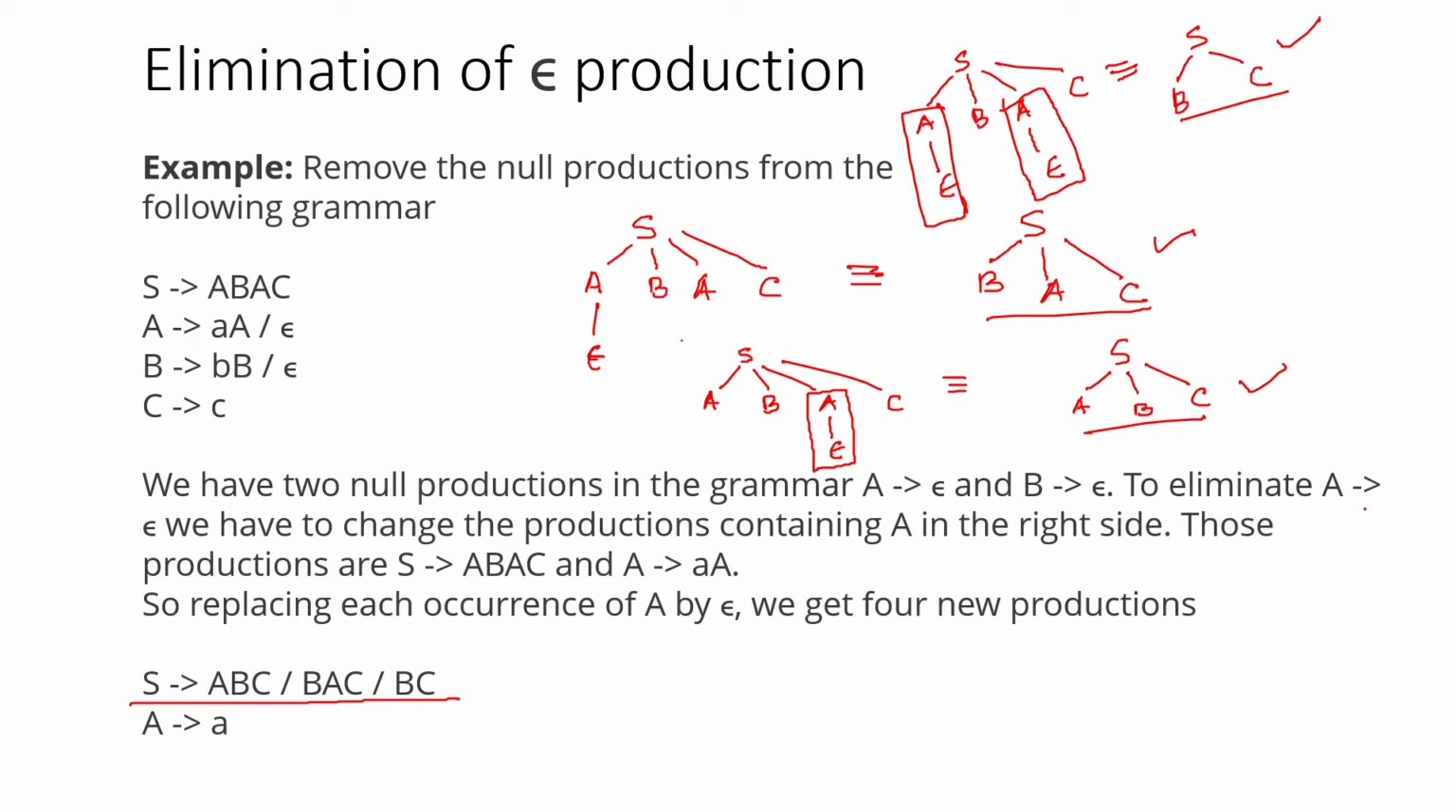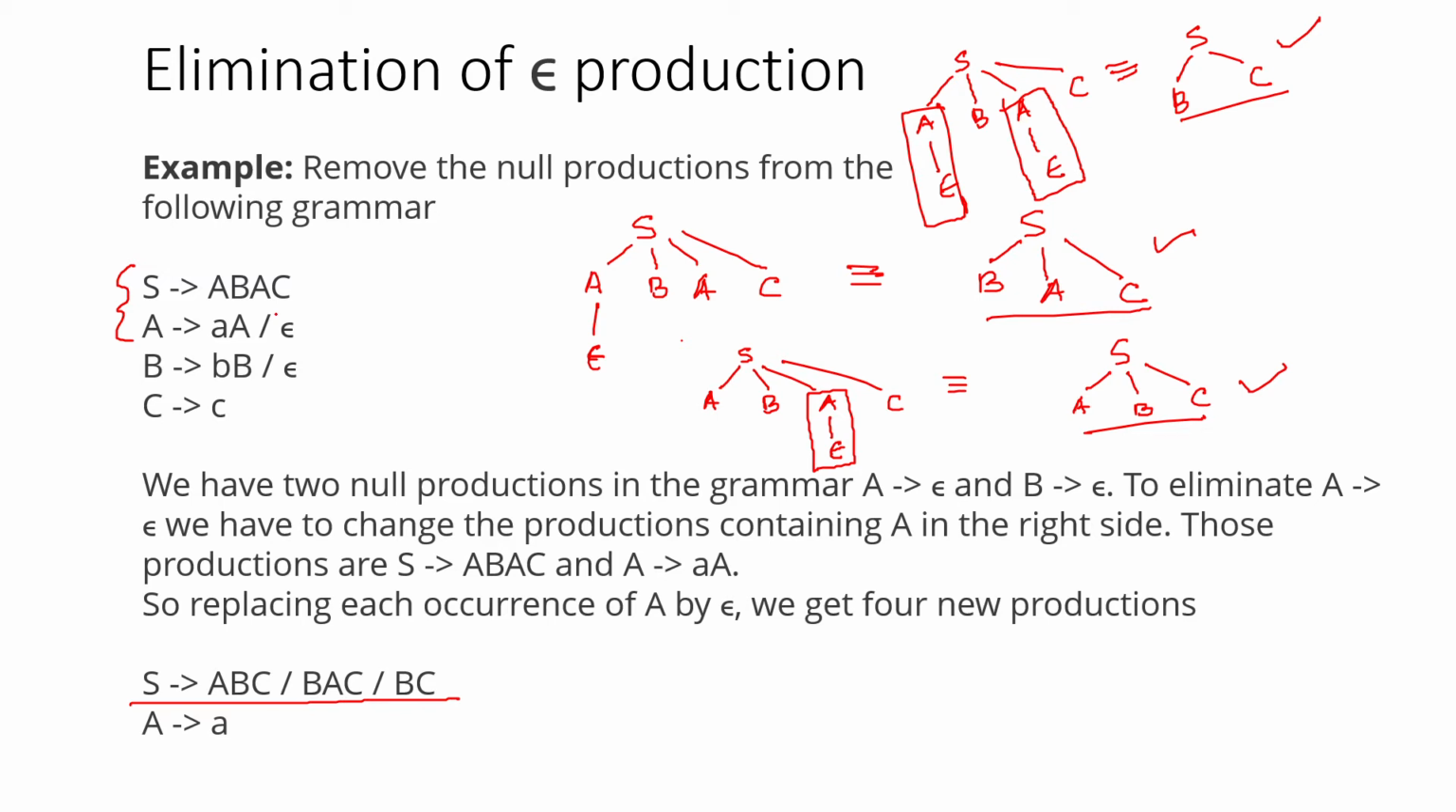Now I hope you really understand what this means: to eliminate A to epsilon, we have to change the productions containing A in the right side. Since A is not present in the production rule of B, you are not touching the B part or the C part. But we have to touch the S and A parts, because in the right hand side of these two production rules A is present.